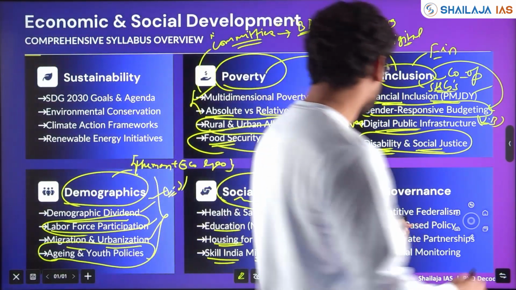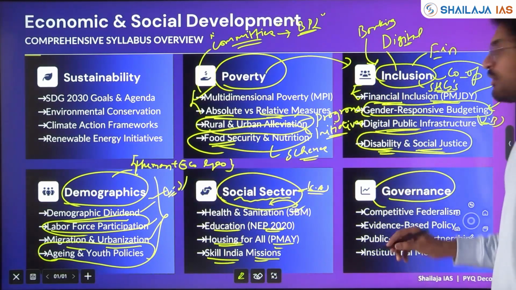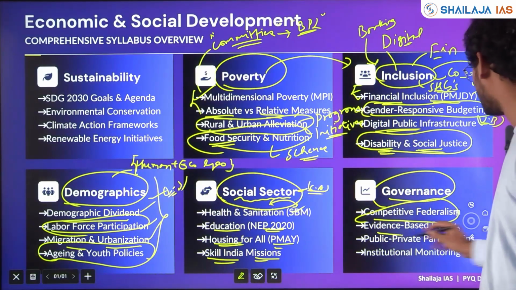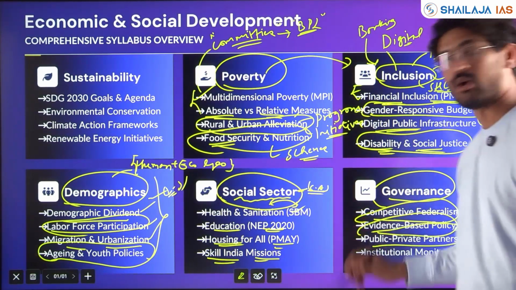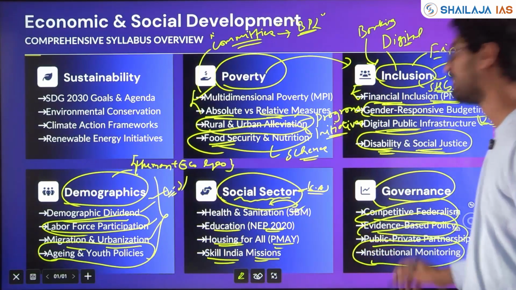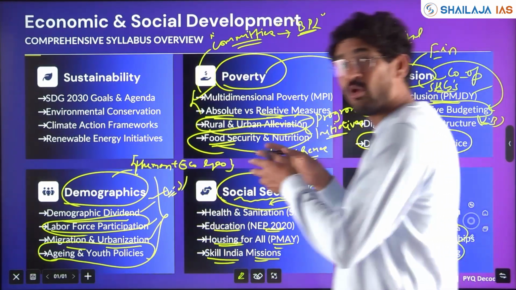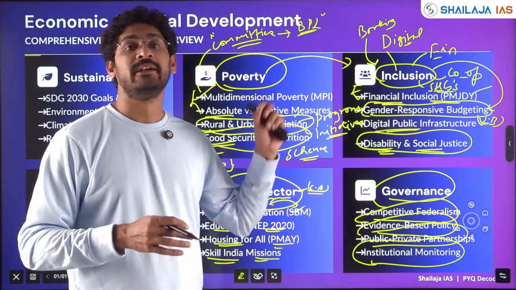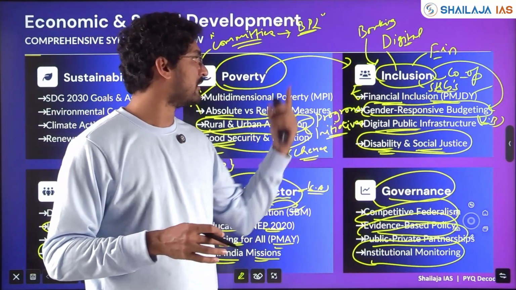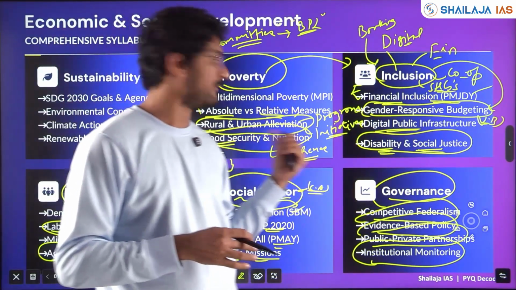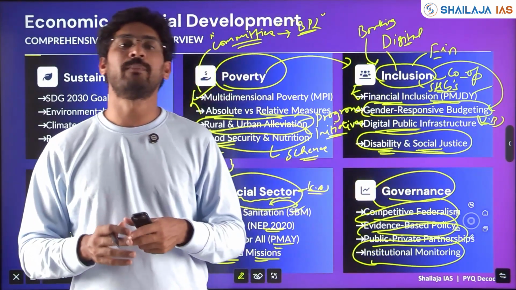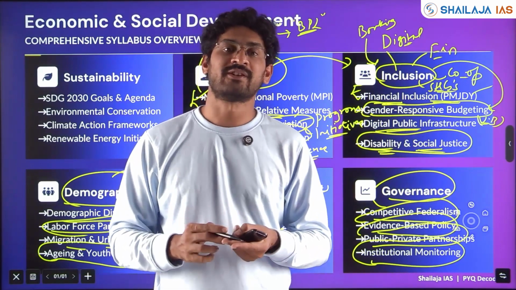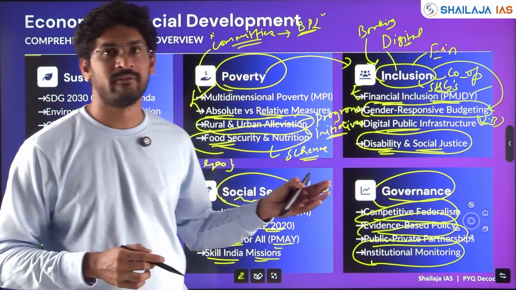Then you have economic governance, where you have a mix of polity and economy: competitive federalism, evidence-based policy, PPP, investment models, institutional monitoring. These are core syllabus points which are not exactly economy but interlinked with economy, with society, with inclusion, with the social sector, with geography, with polity. Core economic topics, we have monetary policy, banking policy, forex, infrastructure, trade. That we'll see next where questions are coming.